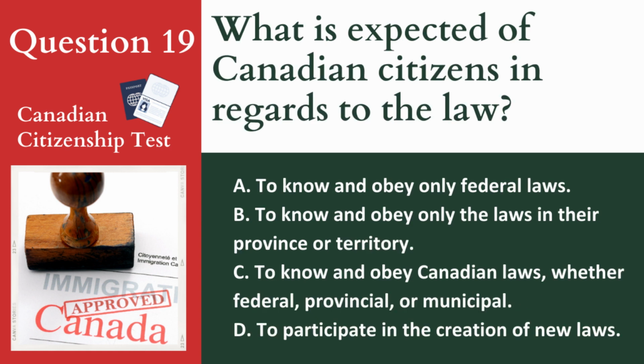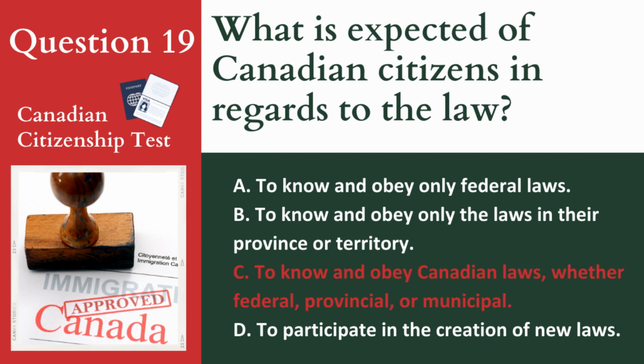Question 19. What is expected of Canadian citizens in regards to the law? A. To know and obey only federal laws. B. To know and obey only the laws in their province or territory. C. To know and obey Canadian laws, whether federal, provincial, or municipal. D. To participate in the creation of new laws. Answer: C. Canadian citizens are expected to know and obey Canadian laws, whether federal, provincial, or municipal.